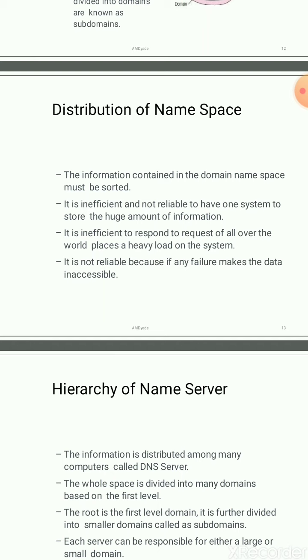To maintain all this, it is not possible to store that information in a particular location. We have to distribute it. So that is nothing but the distribution of namespace. The information contained in the domain namespace must be stored. It is insufficient and not reliable to have one system to store a huge amount of information.